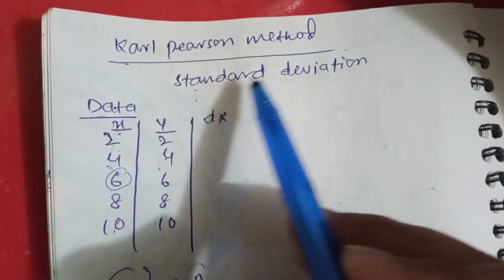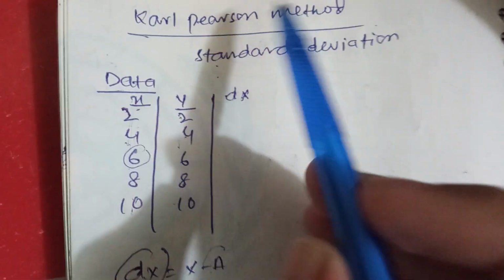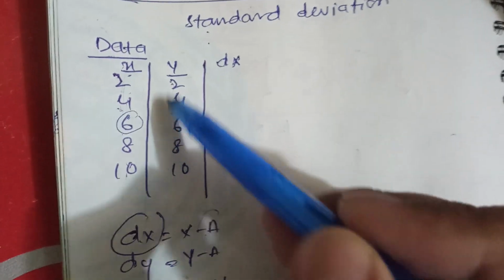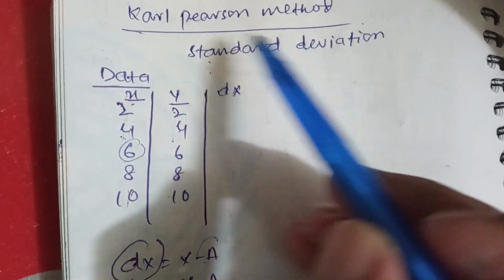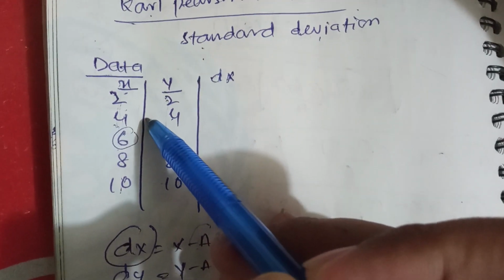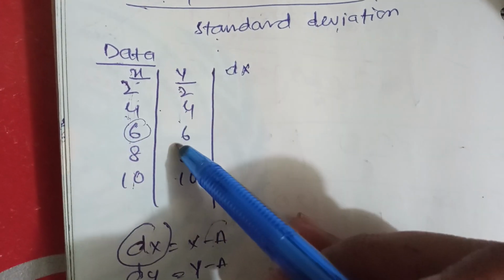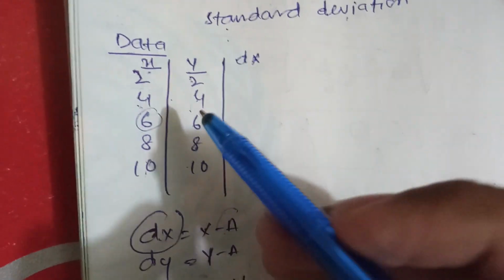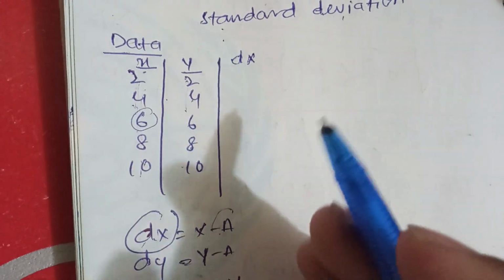Karl Pearson standard deviation method. What Karl Pearson talks about is that you will be given data, and in the data there is a deviation. So how will you find the deviation? According to Karl Pearson, the deviation of the data will be from the assumed value. Now what is the assumed value from the data? The middle value of x and y is your assumed value. So first of all you will find the deviation, then you will go for the other steps.